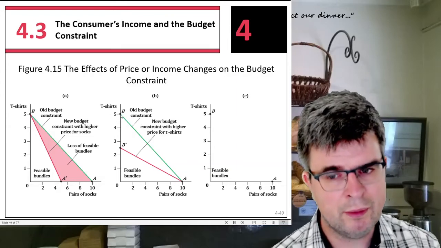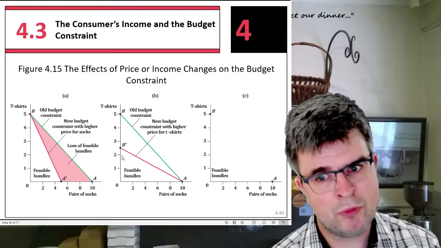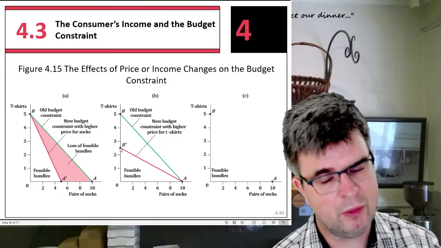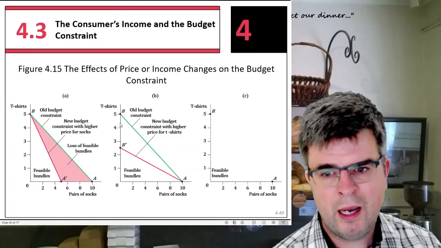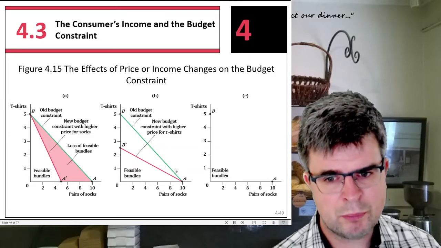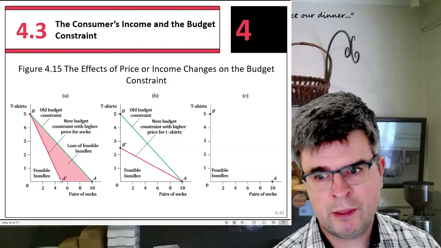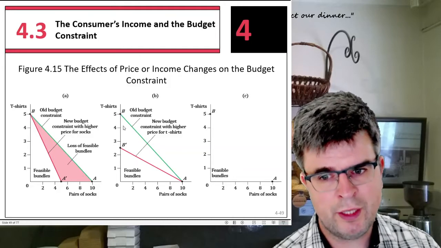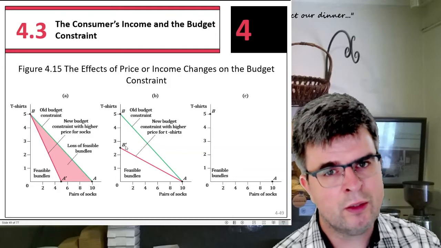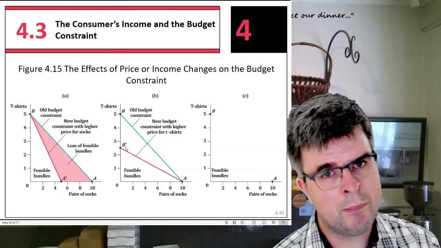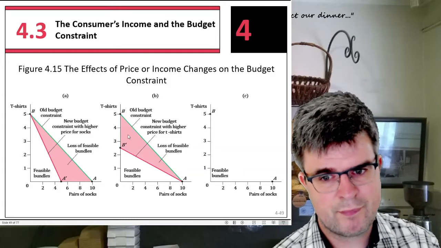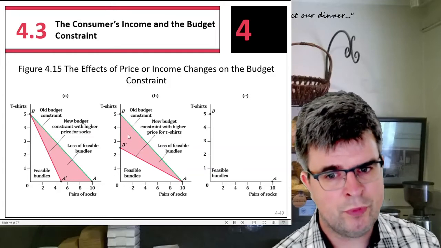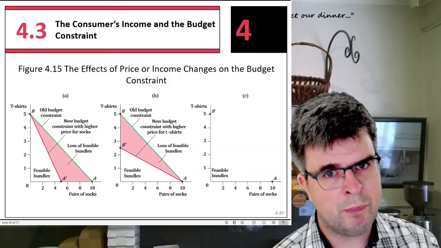So apparently here the price of t-shirts has doubled from $10 to $20. So you can only buy 2.5 t-shirts. And all the consumption bundles in between, they were already depicted as the pink area over here. They are the bundles that have become infeasible due to the price change. So you face a loss of feasible bundles.